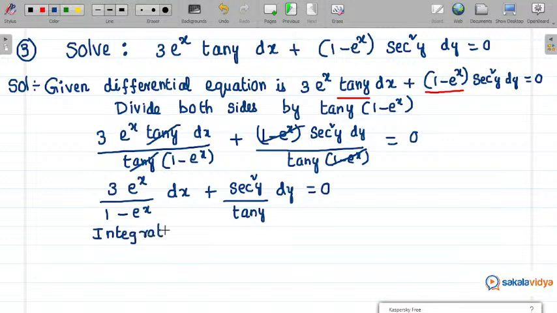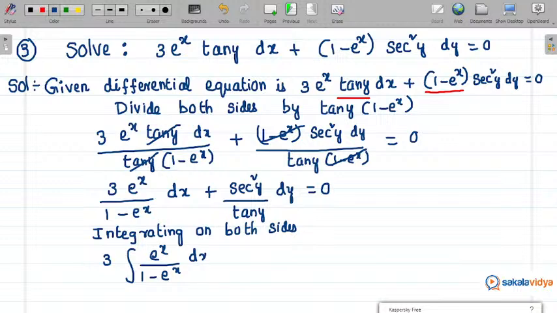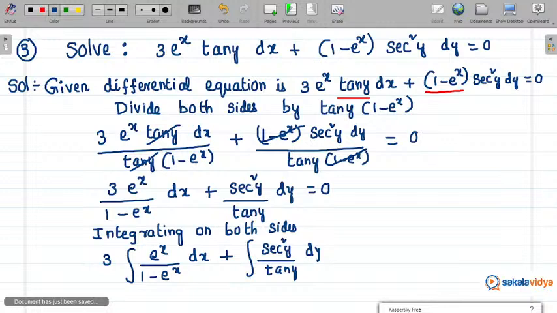Integrating on both sides. So what do you get now? 3 is the constant. So 3 times the integral of e power x by 1 minus e power x dx plus the integral of secant square y upon tan y dy equal to the integral of 0, which is a constant. Write down that constant also.